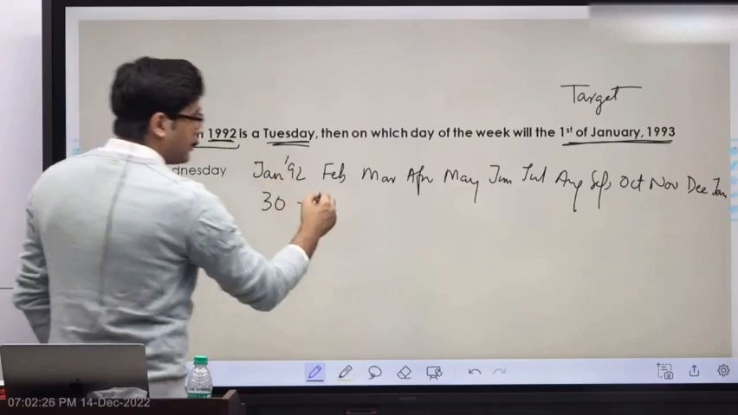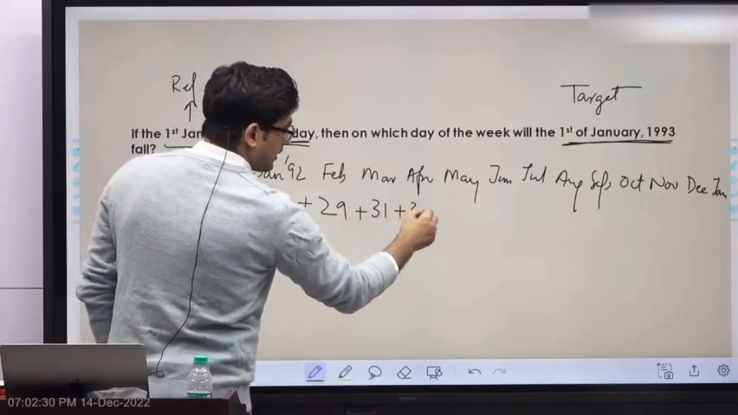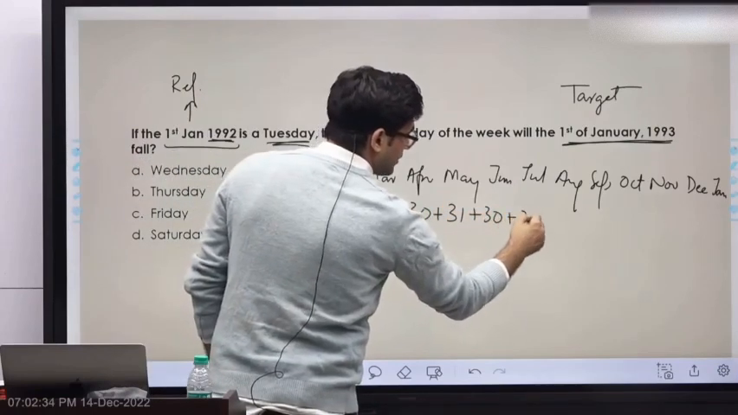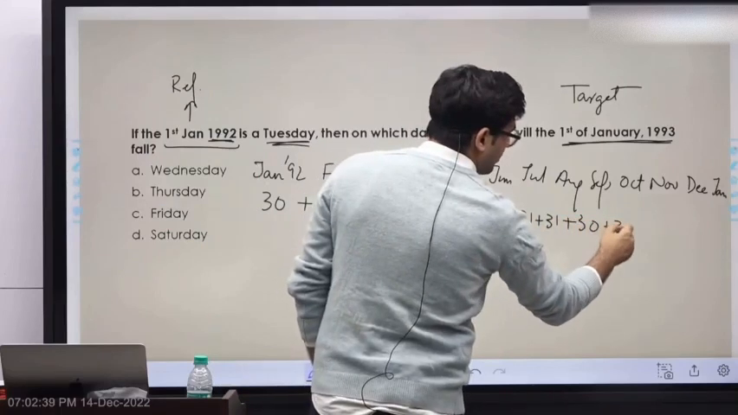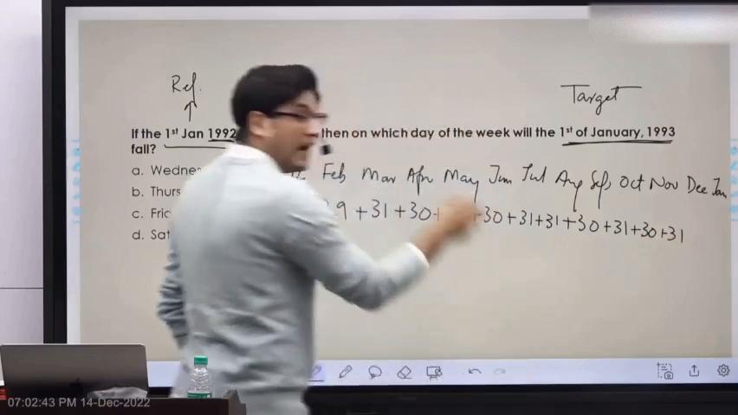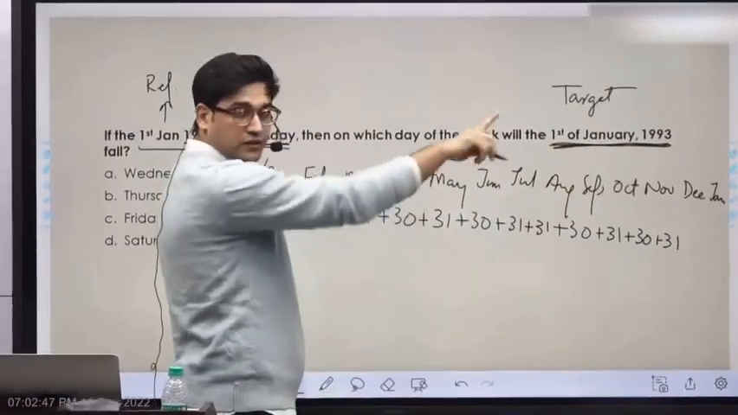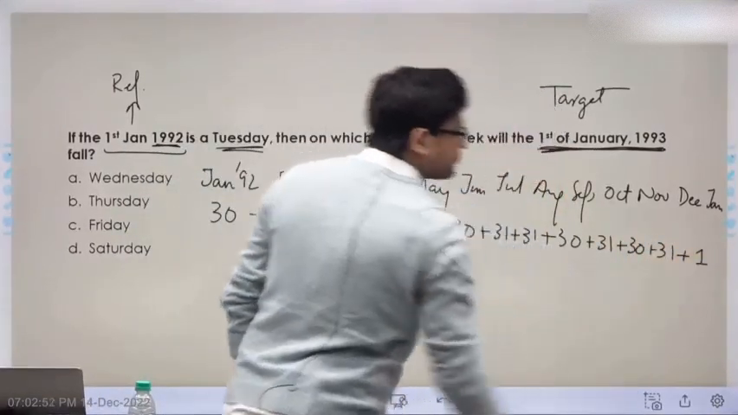February will have 29 days, March will have 31 days, April will have 30, May will have 31, June will have 30, July will have 31, August will have 31, September will have 30, October will have 31, November 30, December will be 31. You have to include the target date too. The target date is the 1st of January. There is only one day in the month of January. You'll have to include this one.